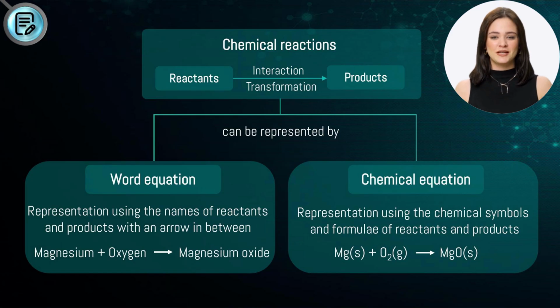Chemical reactions can be represented in two ways: word equation and chemical equation. For example, magnesium reacts with oxygen to form magnesium oxide. In word form, it is magnesium plus oxygen gives magnesium oxide. Using chemical symbols, it's Mg(s) plus O2(g) gives MgO. This illustrates the transformation from reactants to products.